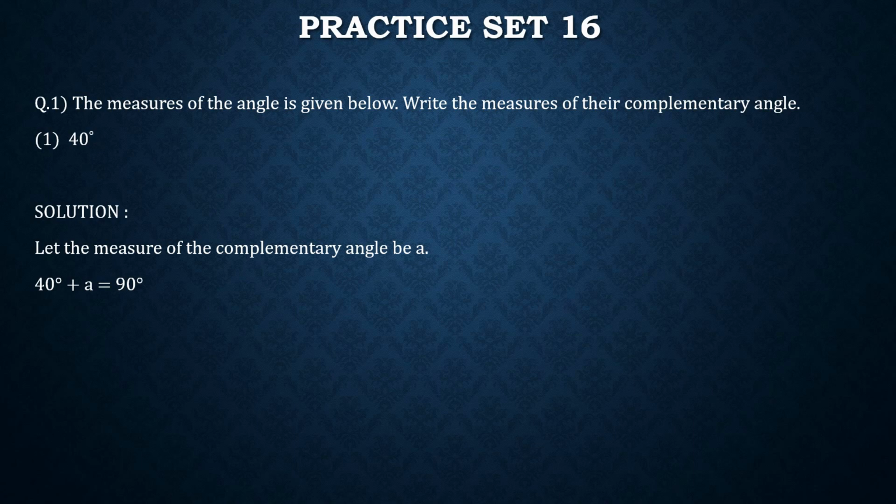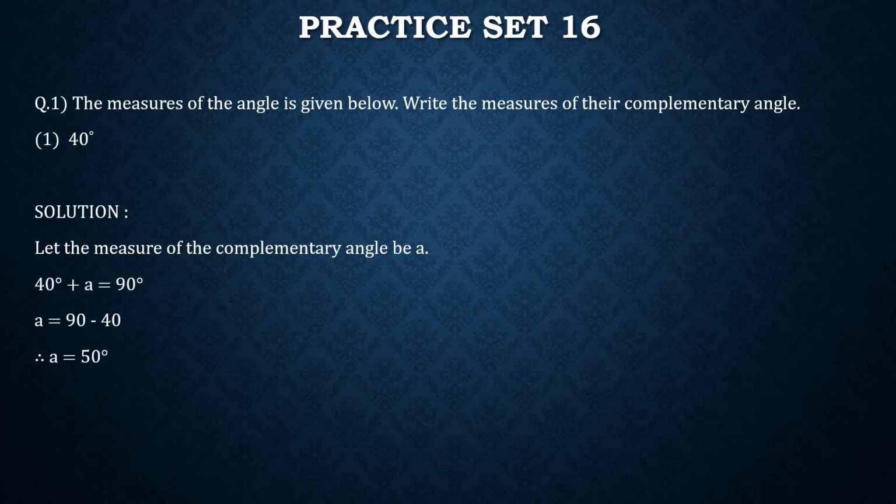Because if the sum of the measures of angles is 90 degrees, then they are said to be complementary angles. So in order to find the complementary angle of 40 degrees, we have to add 40 degrees with its complement, and when we add it, we should get it equal to 90 degrees. As we don't know the complementary angle of 40 degrees, we consider it as A and write 40 plus A is equal to 90.